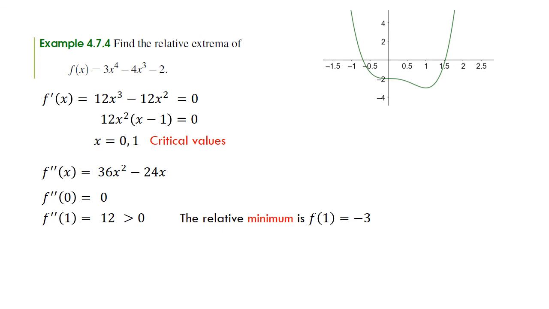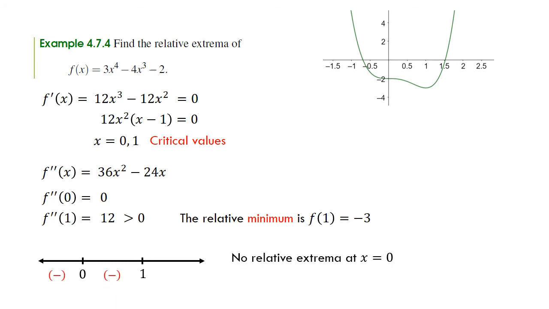Let's consider the number line, put 0 and 1 on the line, and find the slope on the left and right of 0. We have both are negative. So there is no relative extrema here. If we look at the graph, it has only a relative minimum at x equals 1.